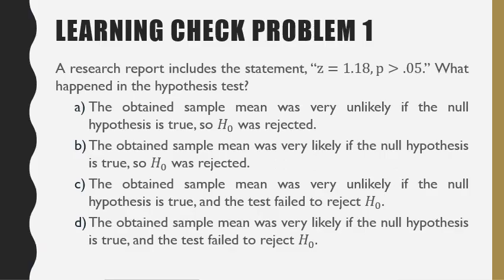All right, so here's learning check problem 1. A research report includes a statement z equals 1.18, p is greater than .05. So what happened? Well, the obtained sample mean was very likely if the null hypothesis is true and the test failed to reject H sub 0. Because you failed to reject, because the probability is greater than .05, then you're in the body. You're in there with everybody else, the other 95% of the people.